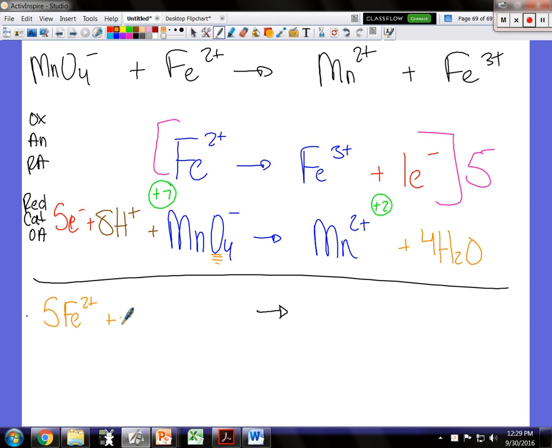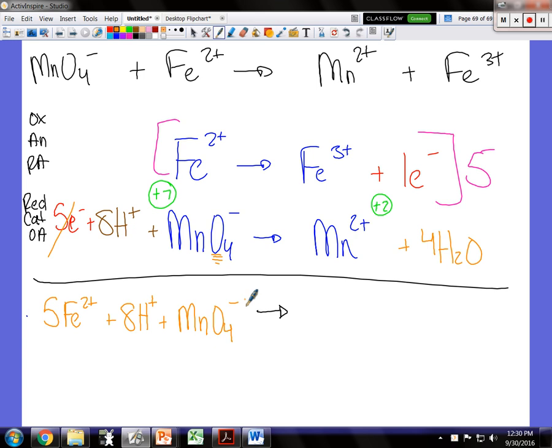What do I do with it? Get rid of it. I don't need it. Everybody go there? Do I have to distribute anything on this entire bottom half? No, so just write what you see. So 8 H pluses plus MnO4 minus. All I did was just rewrite what I had.